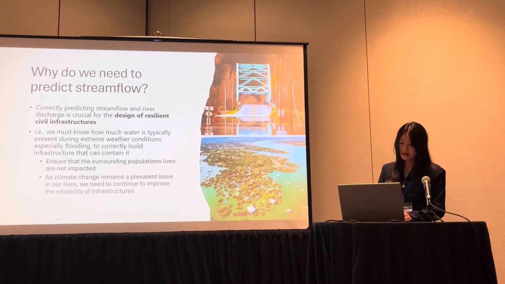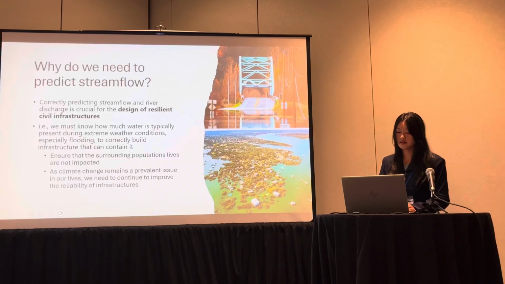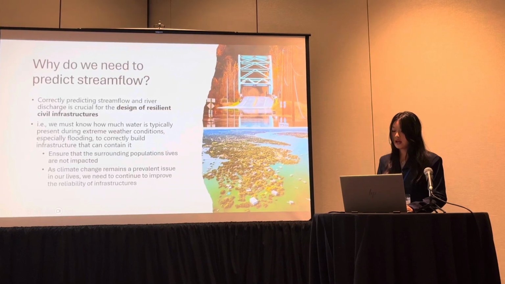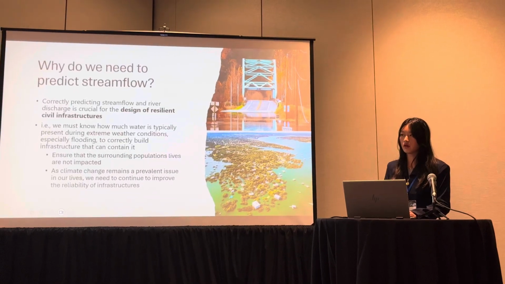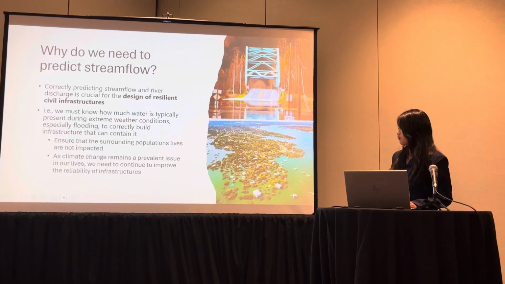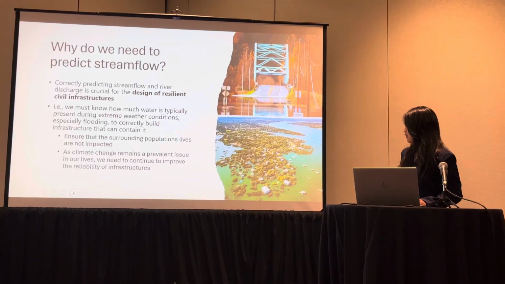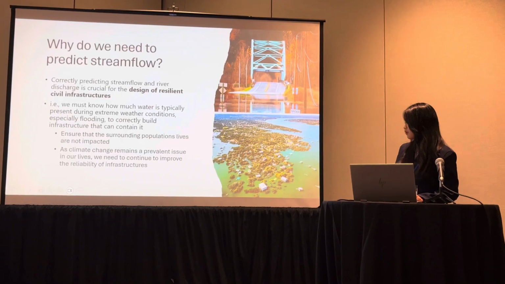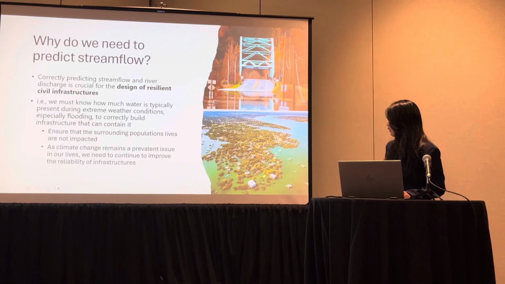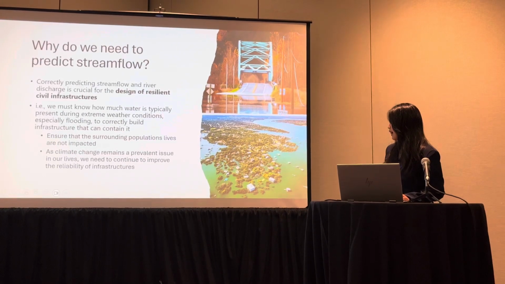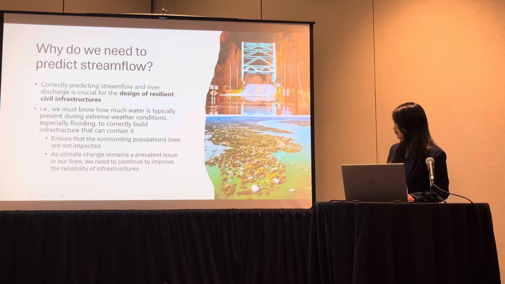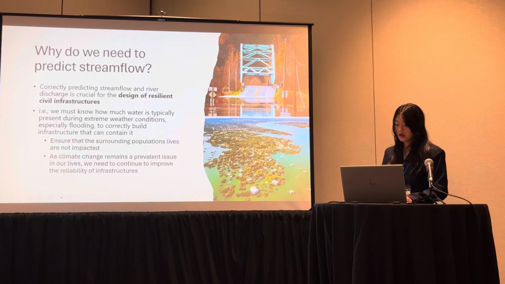And as climate change remains a prevalent issue in our lives, we need to continue to improve the reliability of infrastructures as extreme weather conditions become more and more normal, and we see them more and more often. For example, as you can see in this community, they've been devastated by extreme flooding in the area, so much so that water has reached almost the second floor of houses, and they would have had to evacuate much further up inland, and they would have lost a lot of their belongings, and their houses may have been destroyed.